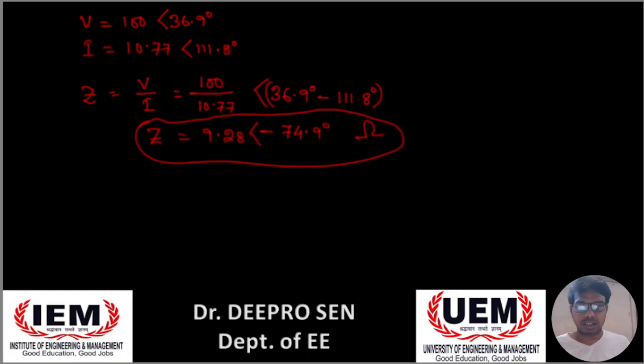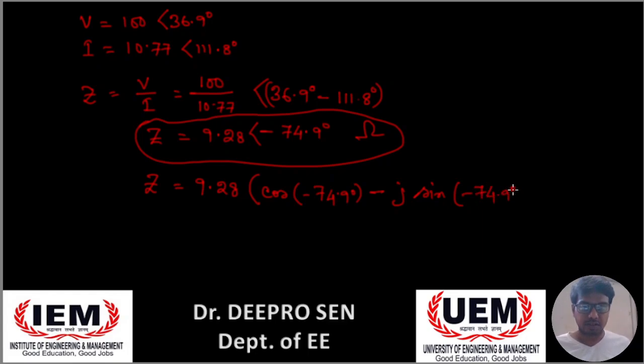This is the polar form. If you convert it to the rectangular form, then Z will come to around, you just have to simply do one thing, that is 9.28 cos of whatever the angle is there, that is minus 74.9 degrees, and then minus j sine of minus 74.9 degrees.